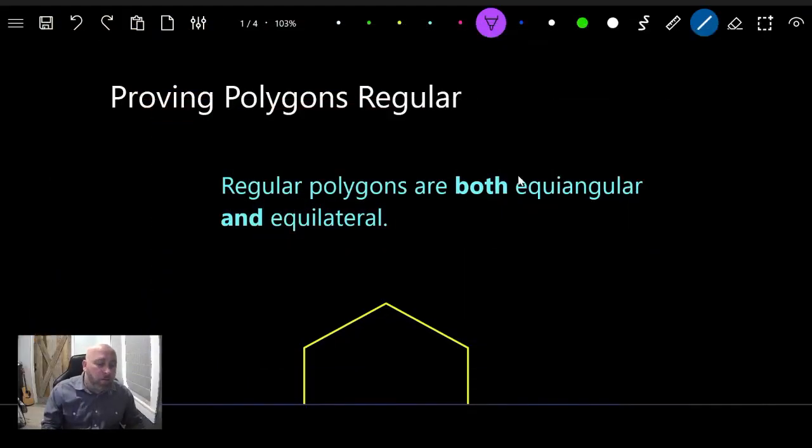So let's go ahead and look down here at the screen. You can look in your book as well. Let's talk about proving polygons to be regular. Now, regular polygons are both equiangular and equilateral. They have to fit both of those criteria, and I think we've talked about that before. So for something to be regular, it means it's going to have equal angles and equal sides. So how will we prove that? Well, if we can prove that the sides are equal and we can prove that the angles are equal, then we've proved that it is a regular polygon. All right, easy enough, right?